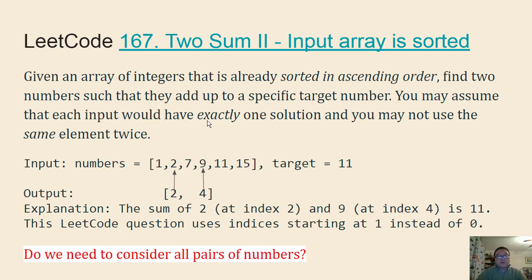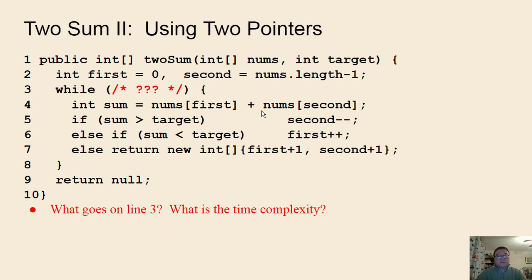So the key insight is we don't have to consider all pairs of numbers. When we consider the pair sum, if it's too big, then we know that the bigger number cannot be paired, so we can move the right pointer. If it's too small, we move the left pointer. So this is implemented in this logic.